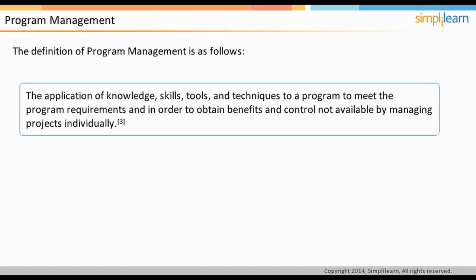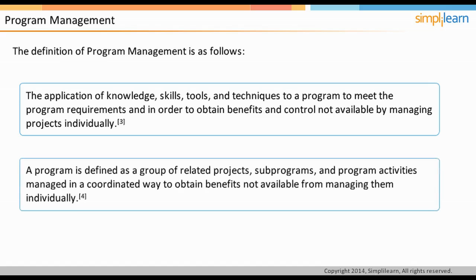Program management is defined as the application of knowledge, skills, tools, and techniques to a program to meet the program requirements and to obtain benefits and control not available by managing projects individually. As defined in PMBOK guide, a program is a group of related projects which, when managed as a group in a coordinated fashion, provides benefits and control that are not available while managing them individually. These benefits could be from decreased risk, economies of scale, improved management of dependencies, delivery of additional capabilities, optimal utilization of shared resources, and so on.